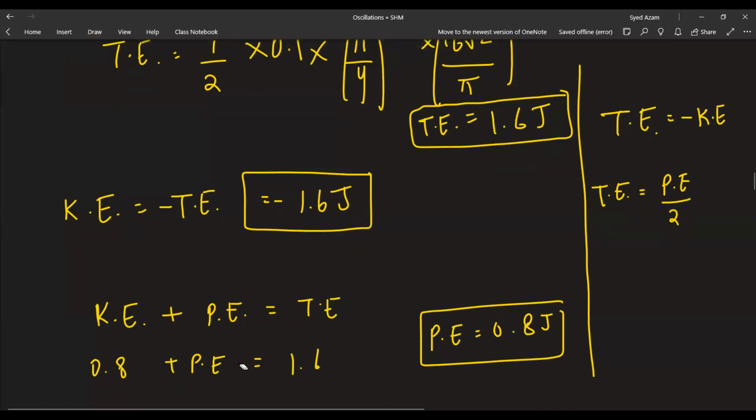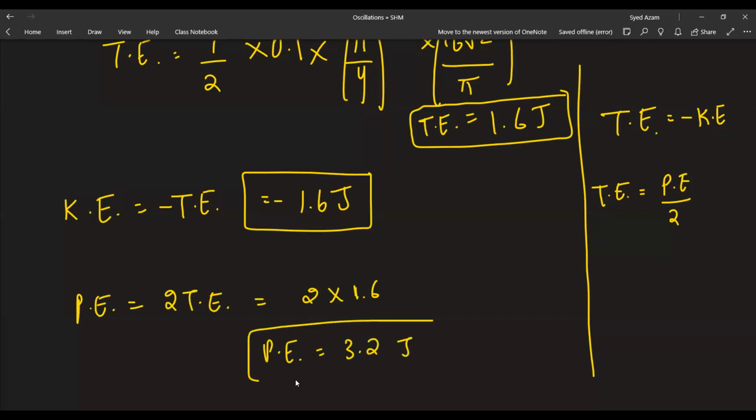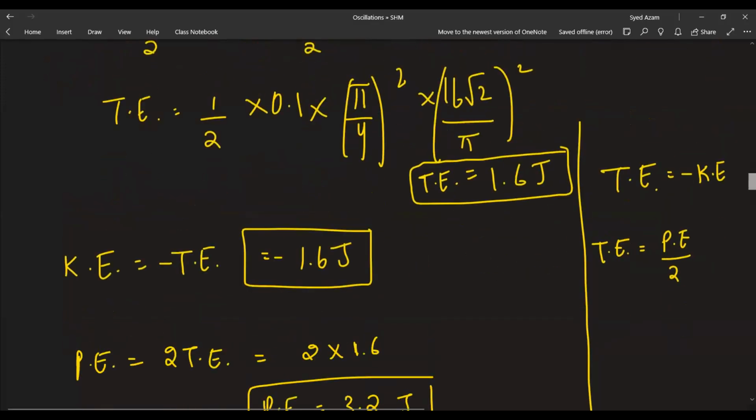And when this is 1.6, see potential energy, simply use this relation to calculate. The potential energy will be twice of it. So potential energy will be double the total energy. So potential energy will be 3.2 joules. Using these two, this is the kinetic part and potential. Okay, so this is how you can calculate.